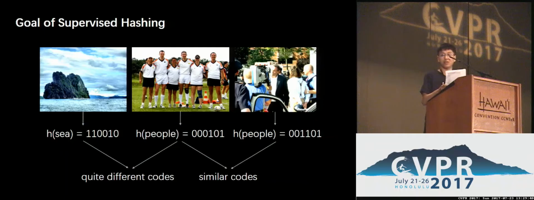Supervised hashing is to learn compact binary codes of the training data to preserve semantic similarities. If 2 points are semantically similar, the Hamming distance between them should be low, and vice versa. In this example, the latter 2 images both contain people, but the former does not. Hence, the binary code of the first image is quite different from the other 2.